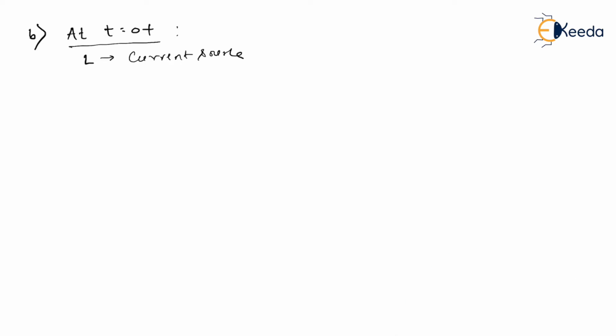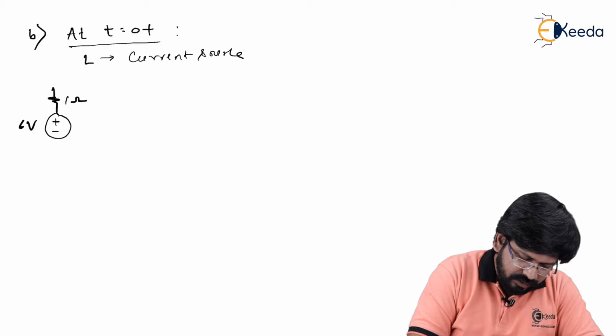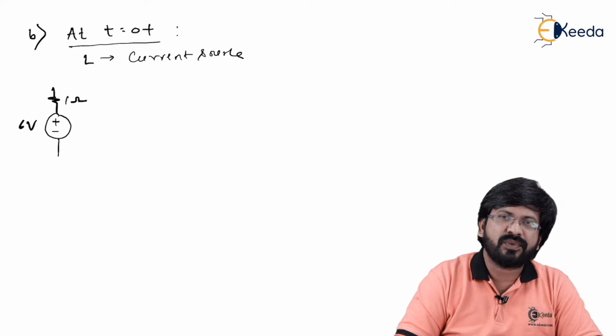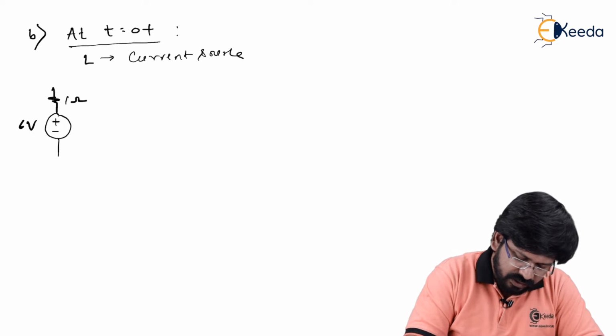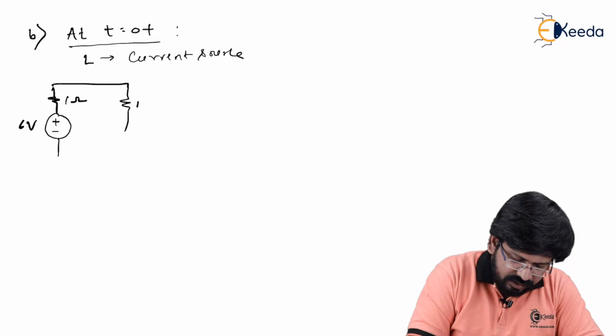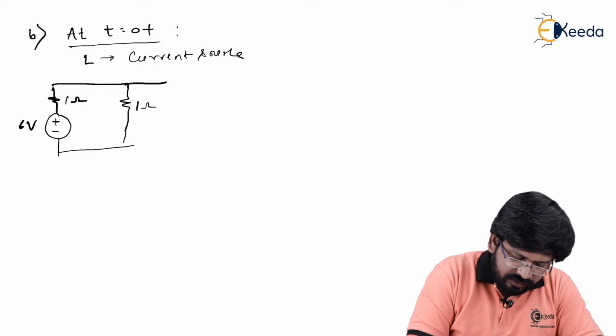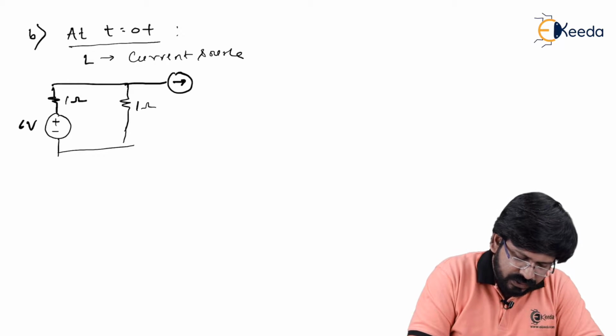Let's draw the given circuit. It was 1 ohm. This time, if you notice, I'll make it 6 volt now, because you know the fact that the supply voltage was 6 volt for t greater than 0. After that, there was one more resistance in parallel. Let's say 1 ohm here. Then the inductor will be replaced with a current source of 1 ampere.